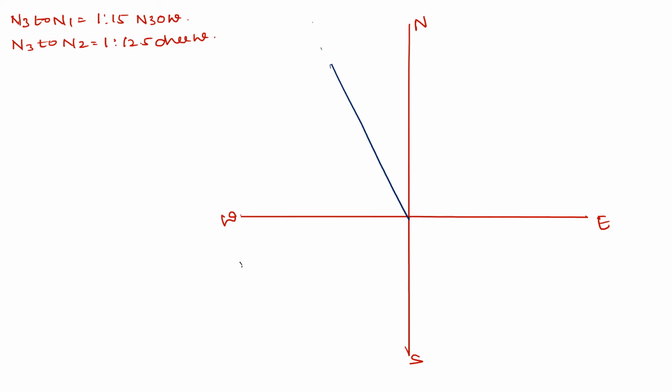This is 30 degrees. So this is N3, this becomes my N1, and the direction is north 30 west. Amount is 1:15. You can change the scale if you want. Another is on due west, on the west line itself. So this is my marking, and this becomes my N2.